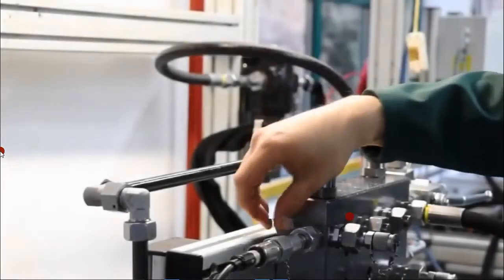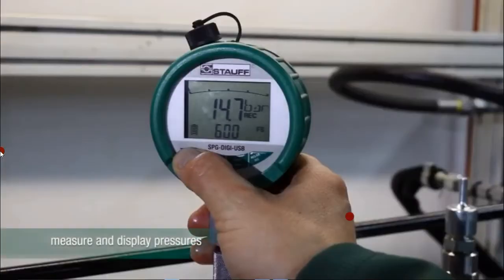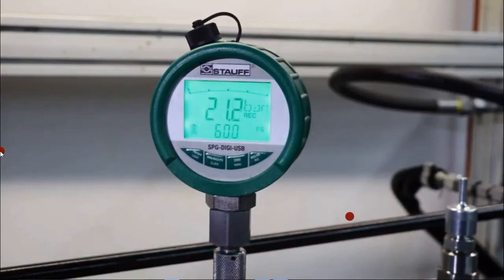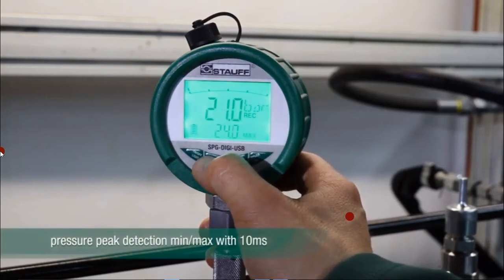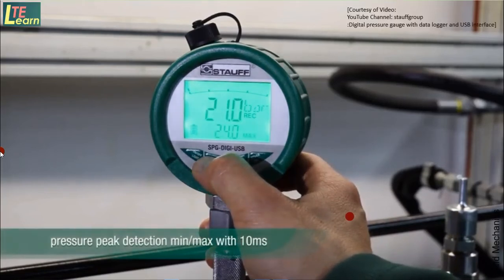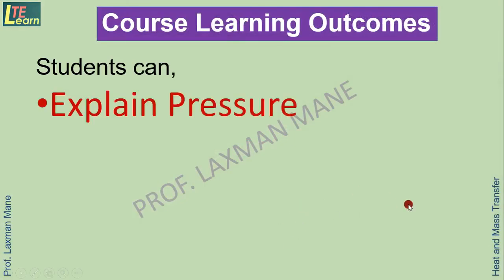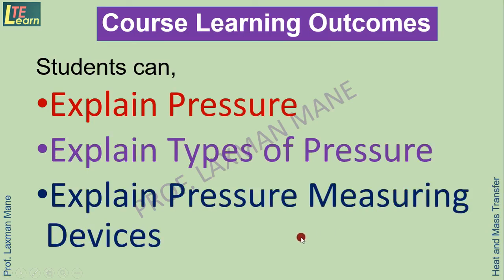So here we can see one type of digital pressure gauge. It shows a reading here digitally of the pressure in the system. So at the end of this session, you can explain what pressure is, what the different types of pressure are, the different pressure measuring devices, and how to measure pressure by using these devices.